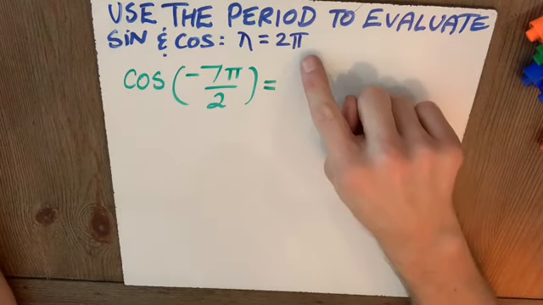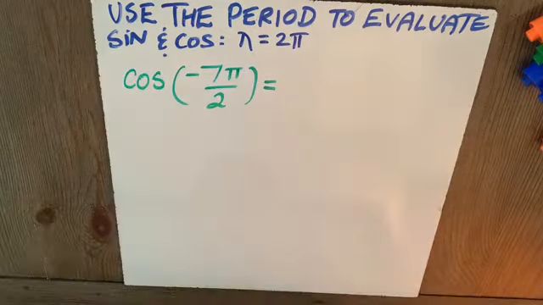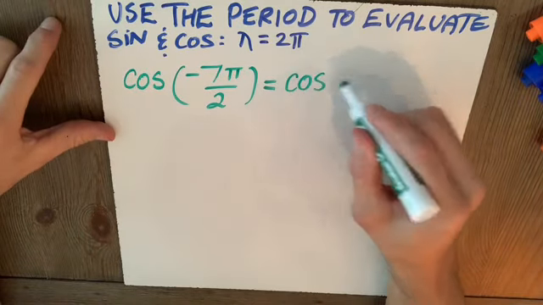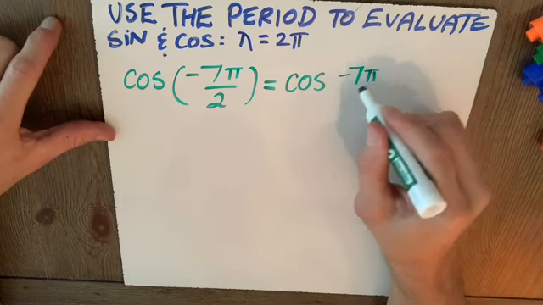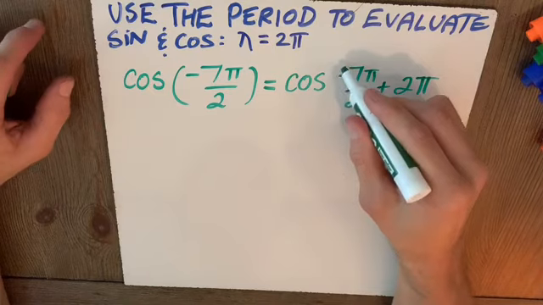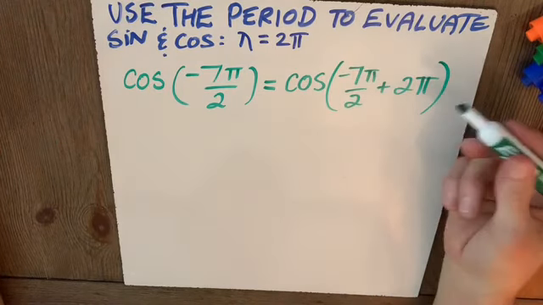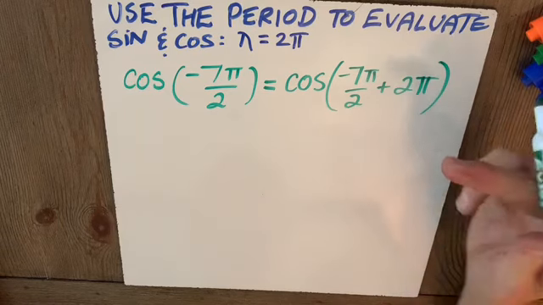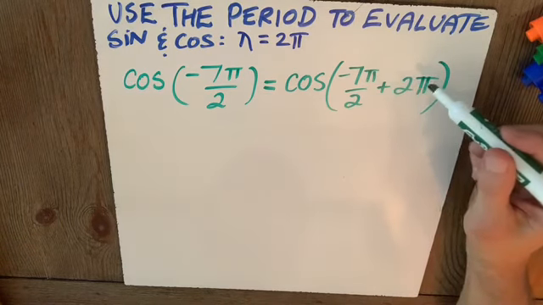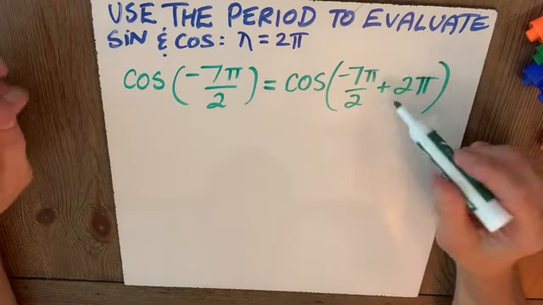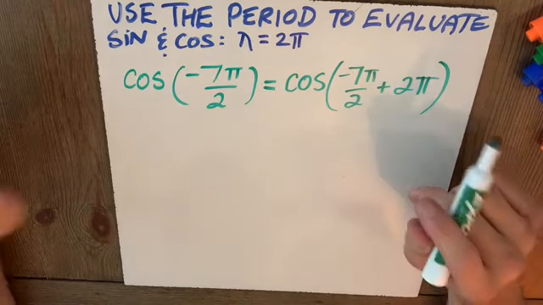Similarly here, we know the period for cosine is 2 pi. So cosine of negative 7 pi over 2 is the same as cosine of negative 7 pi over 2 plus 2 pi. So I want to bring it to a more manageable number. I could have subtracted another 2 pi or any kind of multiples of 4 pi. I could have subtracted 6 pi or 8 pi or 10 pi, or I could have added 6 pi or 8 pi or 10 pi or 4 pi. I just chose this.